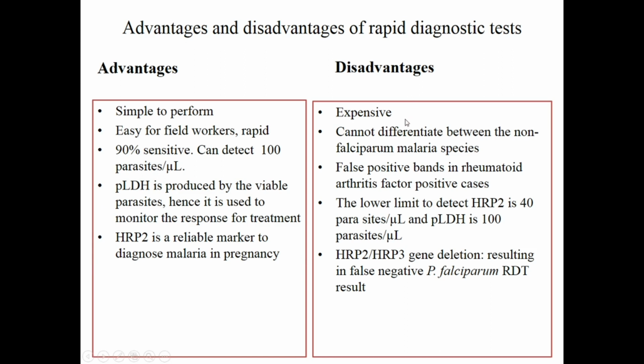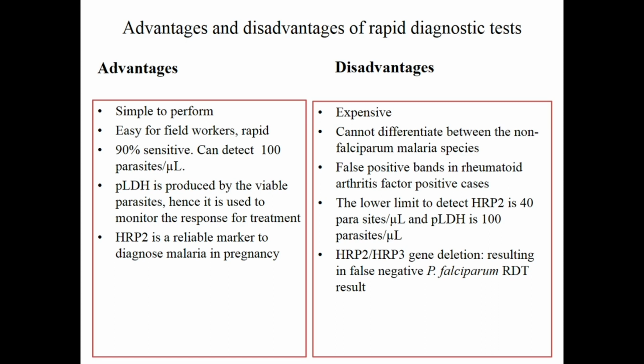Disadvantage: it is more expensive. It cannot differentiate between the non-falciparum species. As I've told you, it cannot differentiate non-falciparum because only aldolase and the parasite LDH can be used, which cannot actually differentiate between the non-Plasmodium falciparum malaria species. A false positive result may be seen in a case of rheumatoid arthritis.